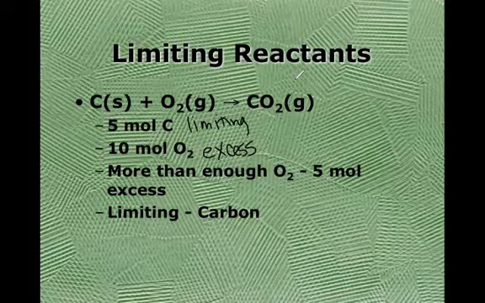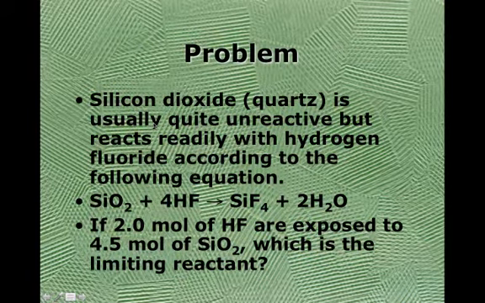Let's try one more, see if it helps. It's going to be the same thing, but a little different. We'll have a little more complicated equation. Silicon dioxide is usually quite unreactive, but it will react readily with hydrogen fluoride. It's hydrofluoric acid. According to this equation, is it balanced? Are you sure? It is. If 2 moles of hydrofluoric acid are exposed to 4.5 moles of silicon dioxide, what's the limiting reactant?